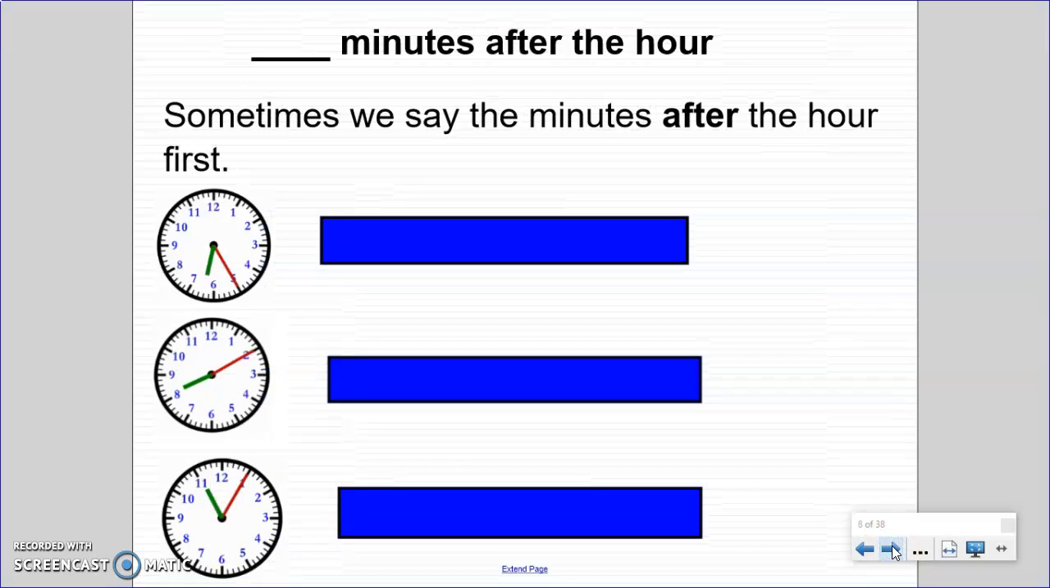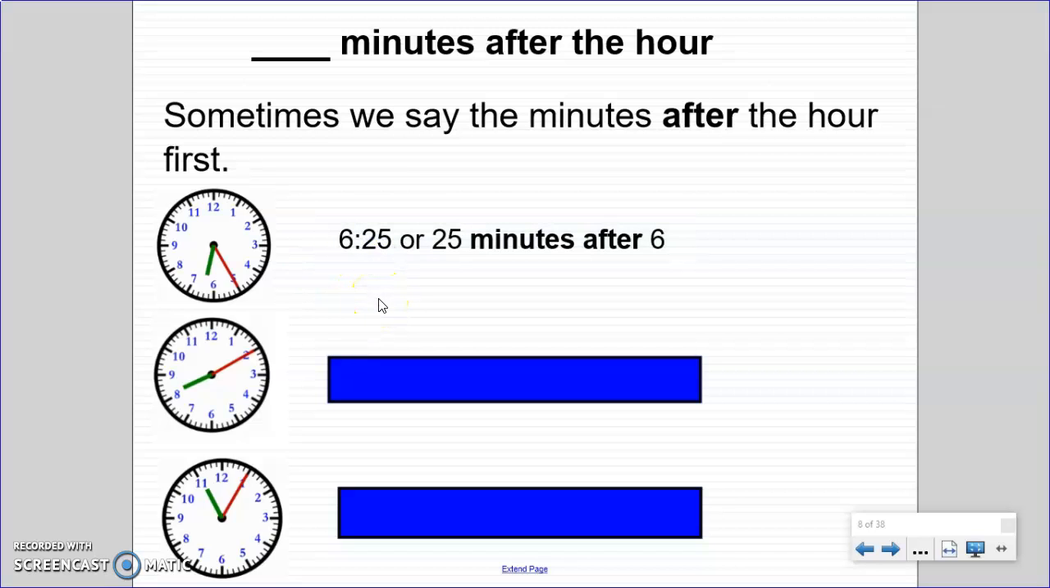Another way to tell time is minutes after the hour. Sometimes we say the minutes after the hour first. For example, looking at this clock, we can tell that it's 6:25. But some people might say the minutes after the hour, 25 minutes after 6. 6:25 is the same thing as 25 minutes after 6.